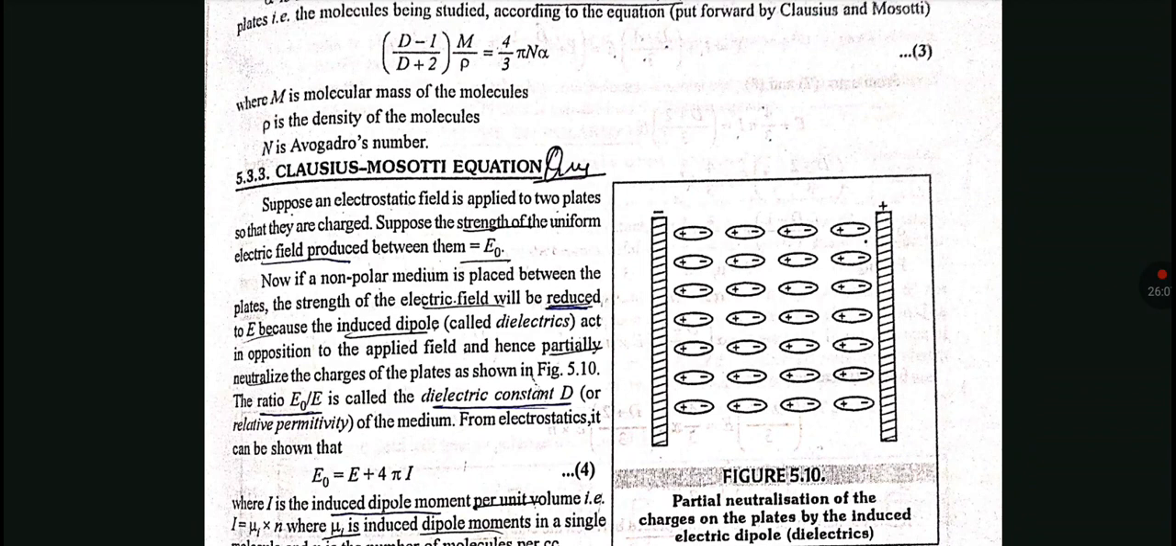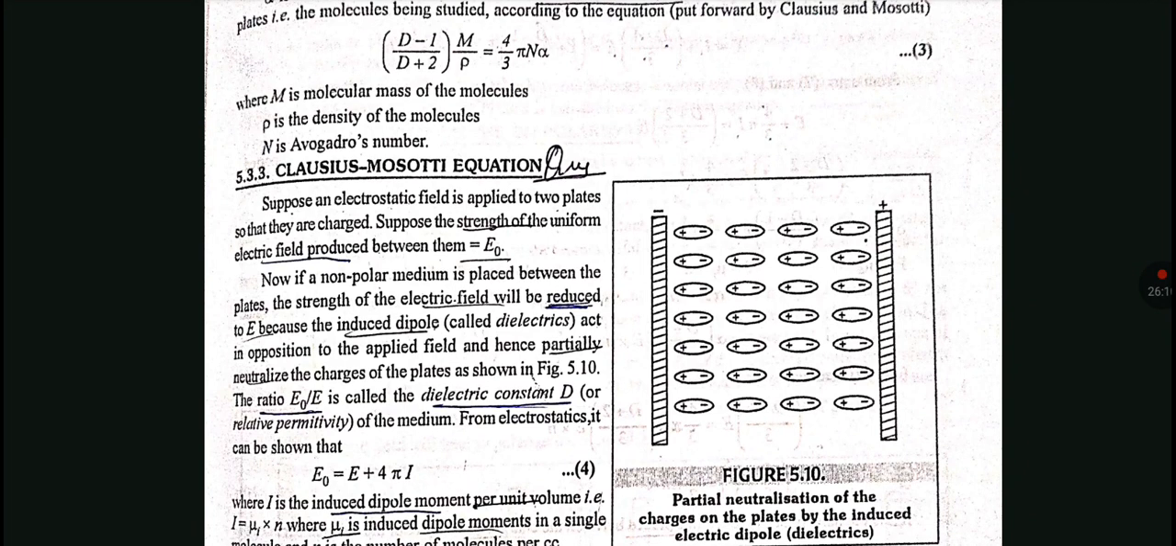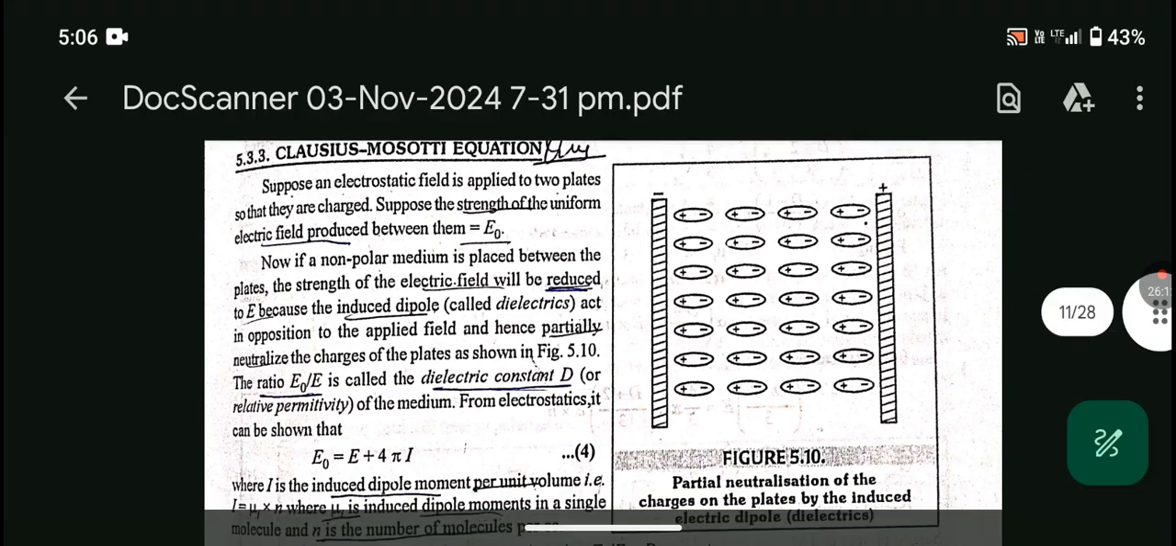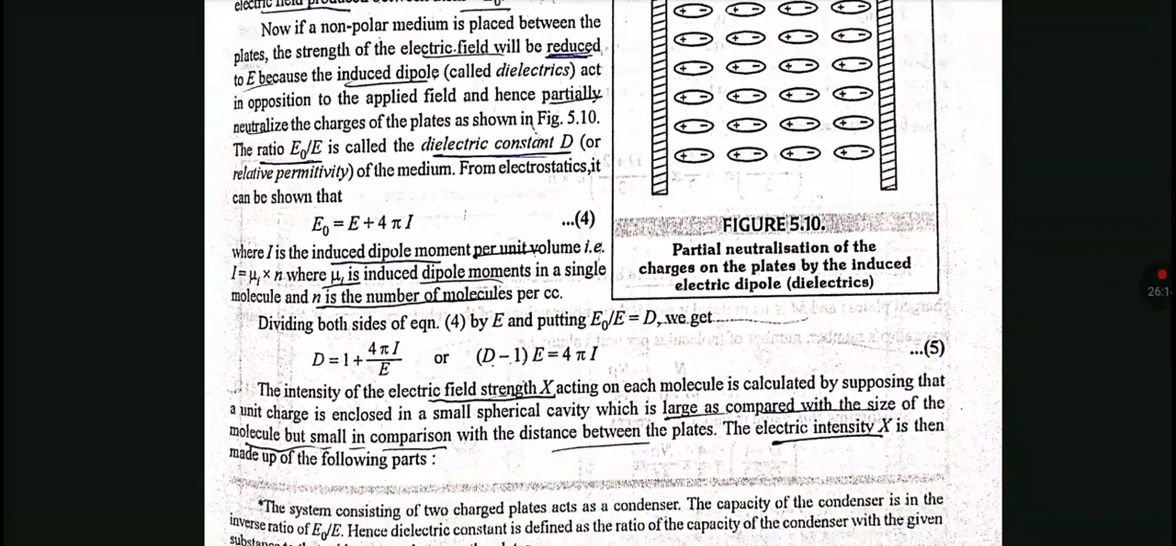From electrostatics, it can be shown that E naught is equal to E plus 4 pi I, where I is the induced dipole moment per unit volume. I is equal to mu I into N, where mu I is the induced dipole moment in a single molecule, and N is the number of molecules per unit volume. Dividing both sides of equation 4 by E and putting E naught by E is equal to D, we get D is equal to 1 plus 4 pi I by E, or D minus 1 is equal to 4 pi I by E.